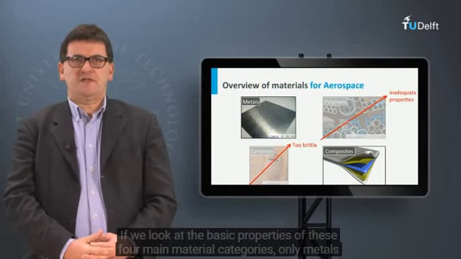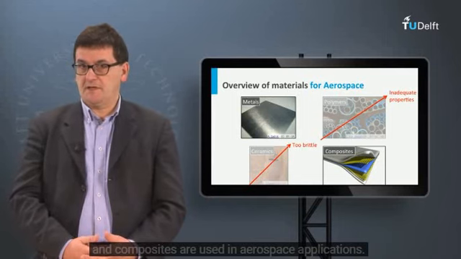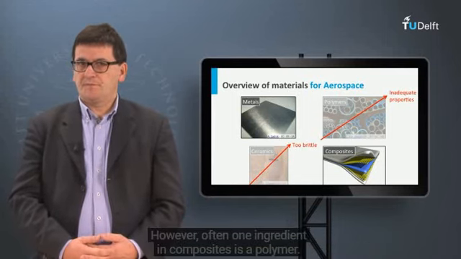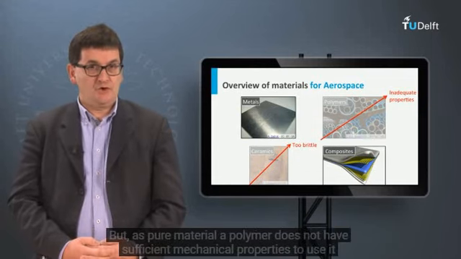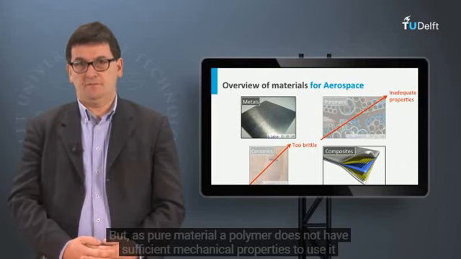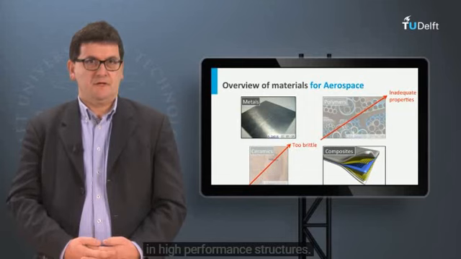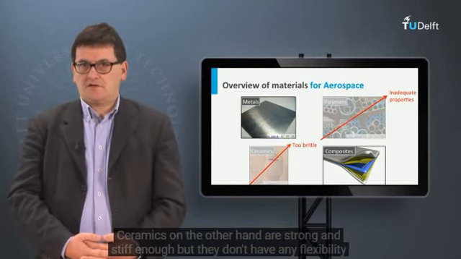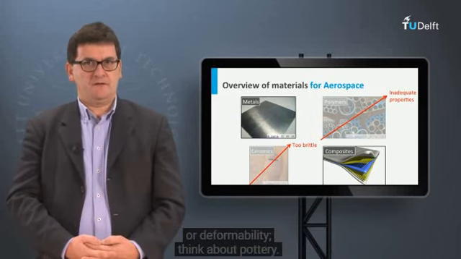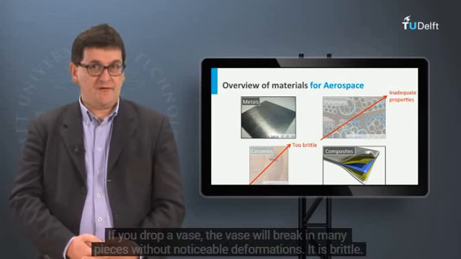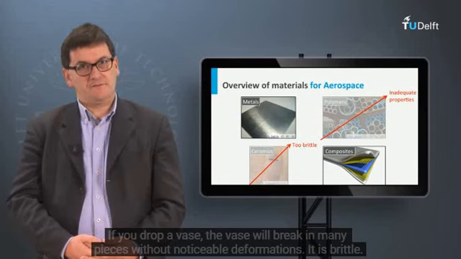If we look at the basic properties of these 4 main material categories, only metals and composites are used in aerospace applications. However, one ingredient in composites is a polymer. But as pure material, a polymer does not have sufficient mechanical properties to use it in high-performance structures. Ceramics, on the other hand, are strong and stiff enough, but they don't have any flexibility and deformability. Think about pottery. If you drop a vase, the vase will break in many pieces without noticeable deformations.